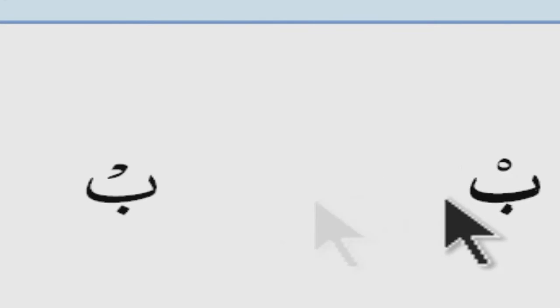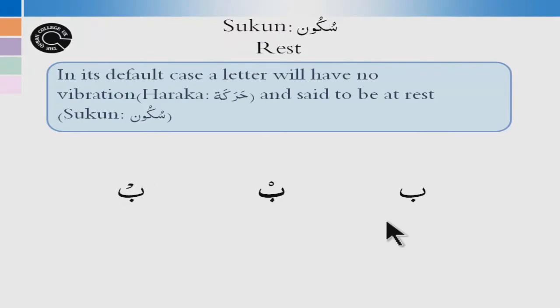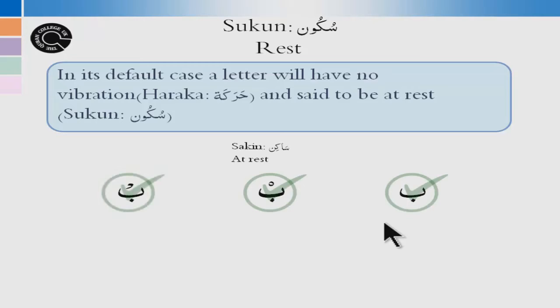Similarly you can see that sign, which is the jazm sign, and this is also the rest. So a letter which is at rest can take any of these 3 states. That means it could have nothing, it could have a small circle on it, or it could have that one. It's only a script difference in different countries, but you should be aware that that letter is at rest. So all these letters are now at rest, and since they are at rest, they are called sakin.